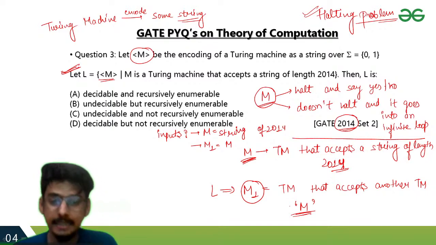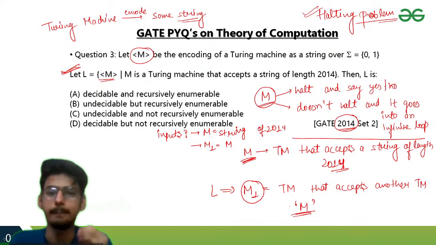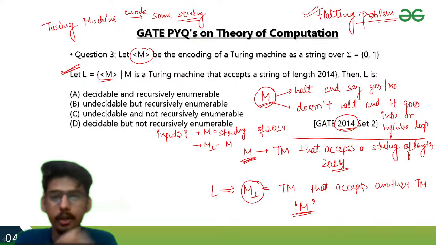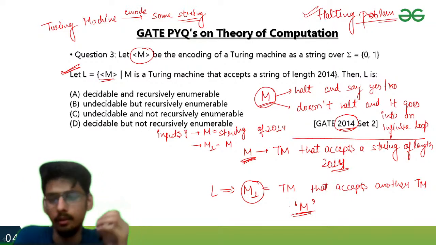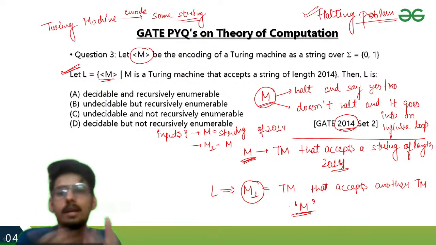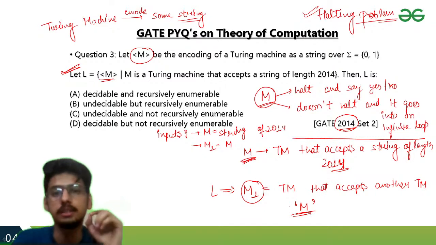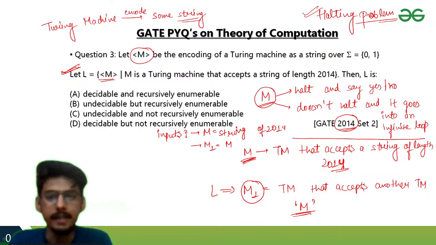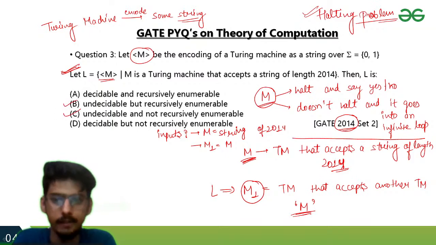So basically, this problem is undecidable. Why? Because I am not able to decide. I cannot tell you whether my M1 is going to halt or not, because M1 is getting the input Turing machine M, and M may halt or it may not halt, right? So definitely it is undecidable. Now I have to check whether it is recursively enumerable or not. Okay, so either the correct option will be B or it will be C.